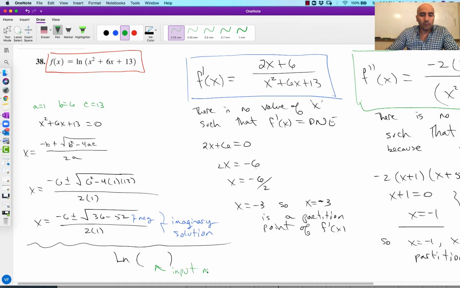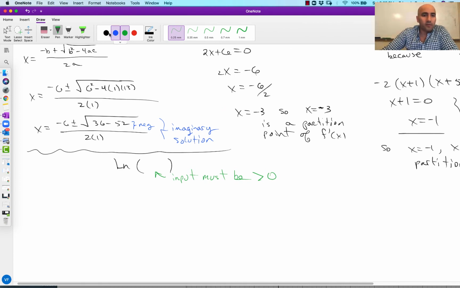Input must be strictly greater than 0. We can't put a 0 in there, but it's got to be a little bit bigger than 0. So we just have to confirm what values of x maintain that requirement for an ln function. So when is this positive? That's what I want to know. So let's figure that out.